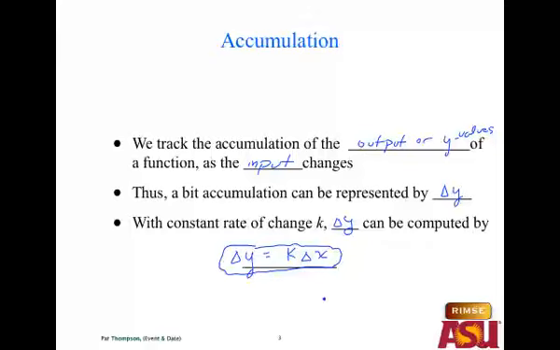For the next two or three weeks, this has to be the centerpiece of everything. This is the big idea. We're going to get lots of nitty gritty, but you can't lose focus of the big idea: we're tracking the change in y, the accumulation of y. Little bits of accumulation are delta y, and if we have constant rate of change, we can calculate those by k delta x. Really important.